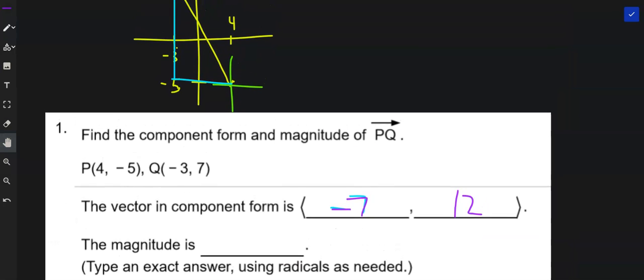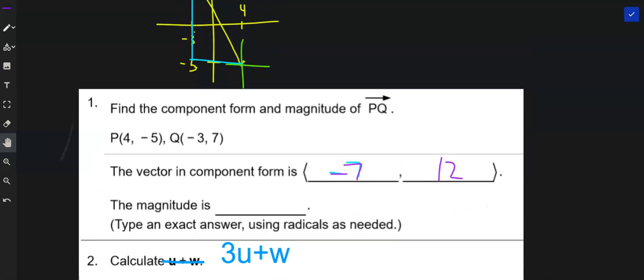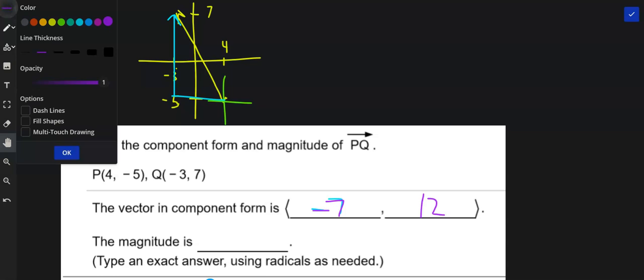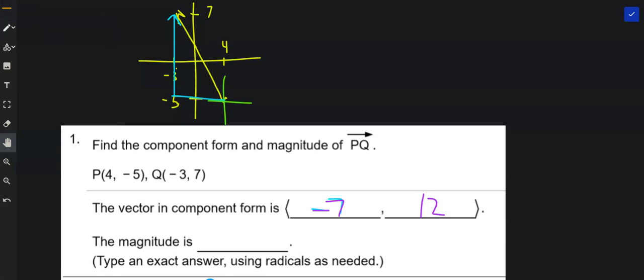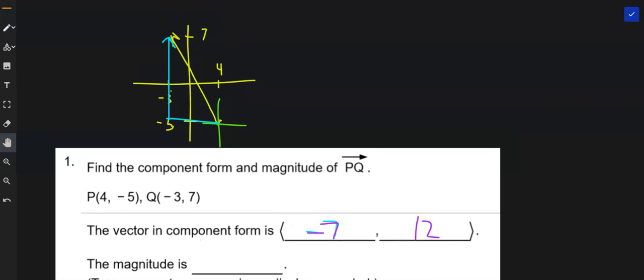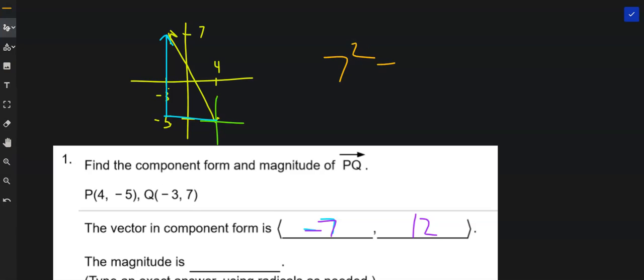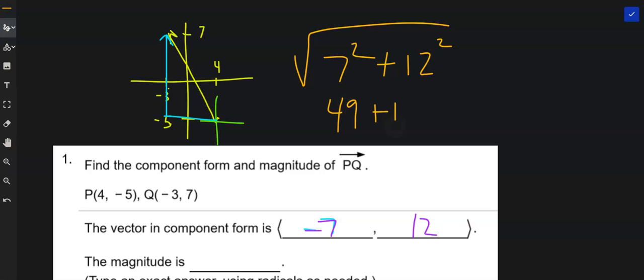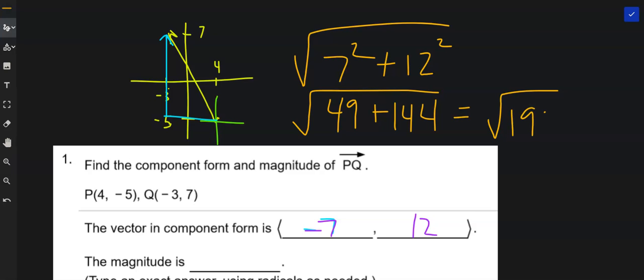What's the magnitude? You have to do that. How do I find the magnitude? Nobody knows how to find the length of the hypotenuse of the right triangle. This is Pythagorean Theorem. Very disheartening. Remember that. 7 squared plus 12 squared. Is that 49 plus 144? Is that 193? Okay. I really don't care if you leave it like that.